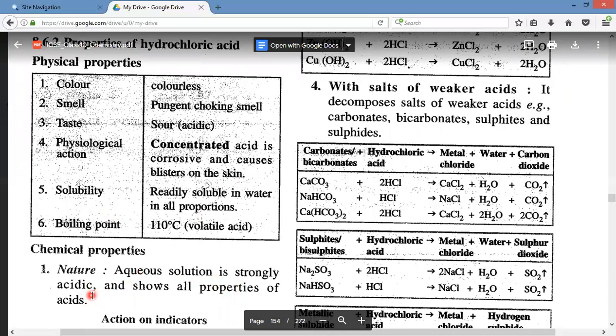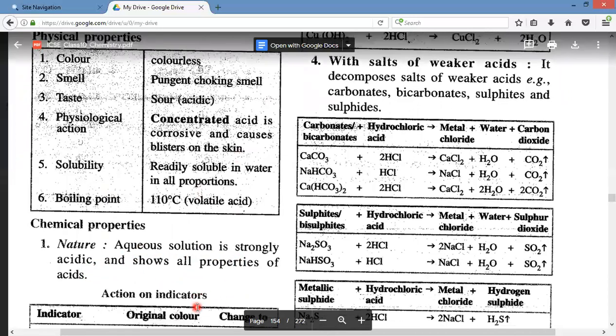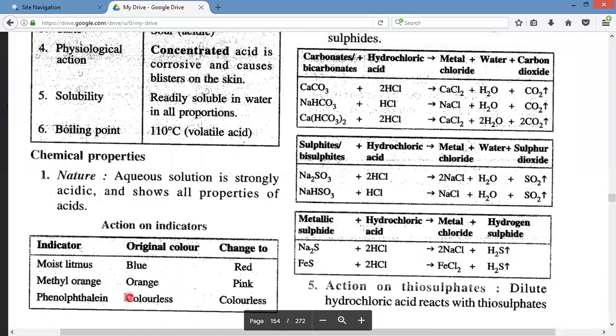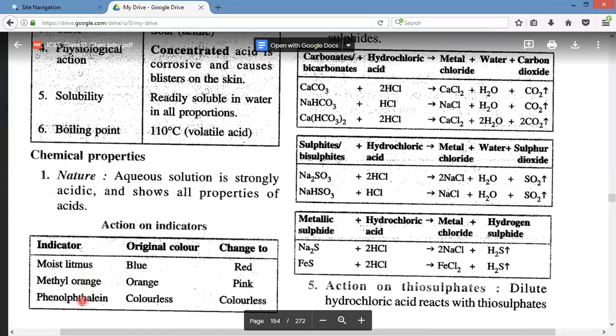Now coming to the chemical properties. First of all, the nature: the aqueous solution is strongly acidic because hydronium ions are present. It shows all properties of an acid. Action on indicators: moist litmus, not dry litmus, turns blue to red; methyl orange, orange to pink; phenolphthalein, colorless to colorless, so no change will be there.